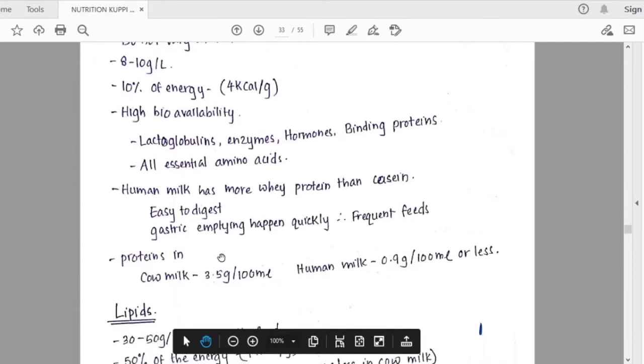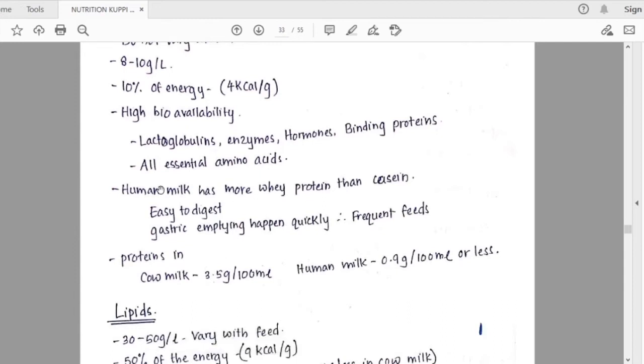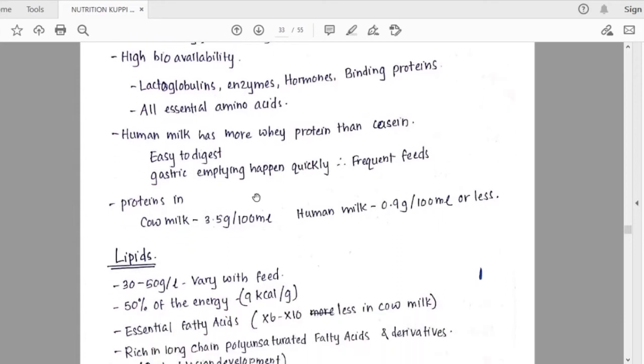High bioavailability. Bioavailability means it is easy to absorb. So proteins are present, and because of the high bioavailability they are also easy to absorb. Lactoglobulins, enzymes, hormones, binding proteins and all essential amino acids are present in human breast milk. Human milk has more whey protein than casein.